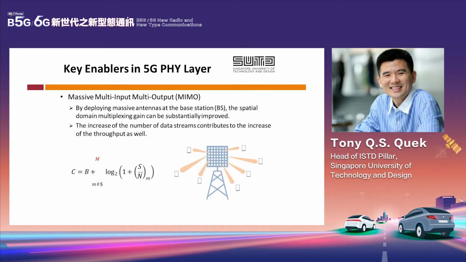Another key enabler in the 5G physical layer is massive multiple input, multiple output. The concept is essentially the same. When we look at the Shannon capacity, you want to increase the multiplexing gain. So besides spectrum, another way of increasing capacity is the spatial dimension. By deploying massive antennas at the base station, the spatial domain multiplexing gain, which is the M factor, can be substantially improved. That is, you can increase the number of orthogonal data streams, and that will increase your throughput, which as we see here, you have essentially a sum of parallel channels. That's one very easy way of increasing the capacity.